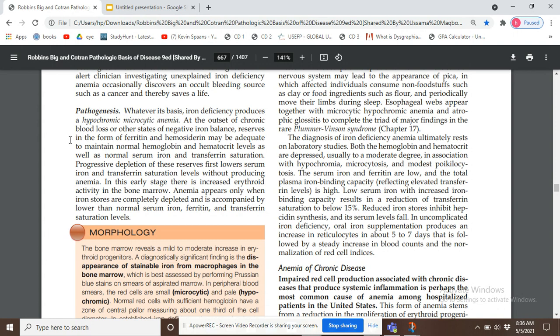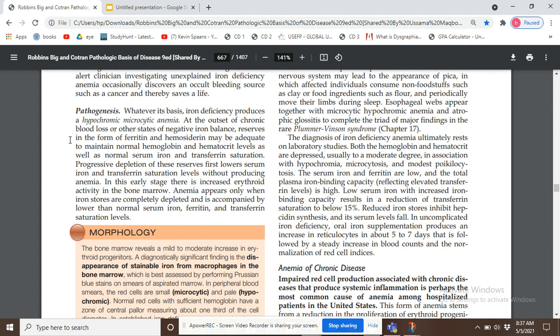Here is one important point I should discuss with you. Iron deficiency anemia and the anemia of chronic disease, which we are discussing under the category of hypochromic microcytic anemia, also come in the category of normocytic normochromic anemia in the initial stages.